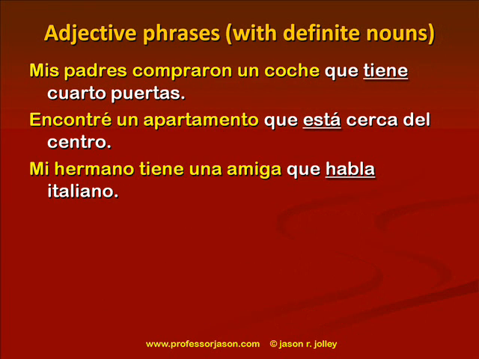Alright, now adjective phrases that modify known or definite persons or objects don't take the subjunctive. So in contrast to what we saw in the previous slide. Mis padres compraron un coche que tiene 4 puertas. So we know what car they've bought. It's now a definite object. Okay? It's a definite item. Compraron un coche que tiene 4 puertas. So I use the indicative.